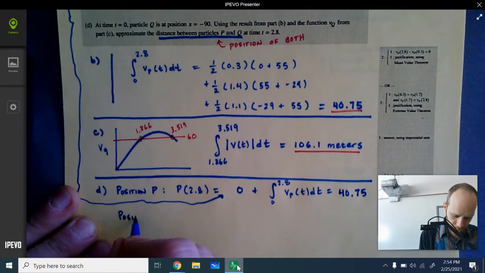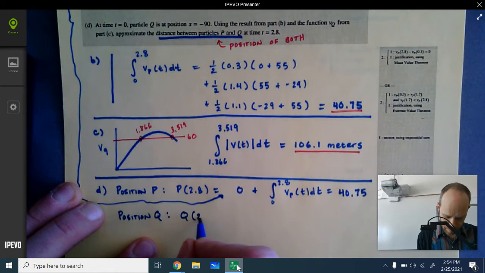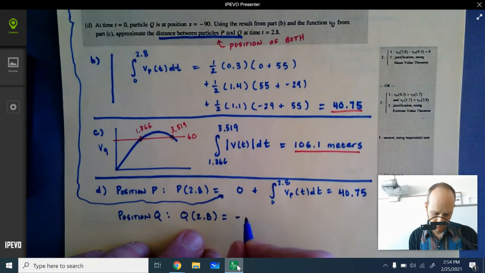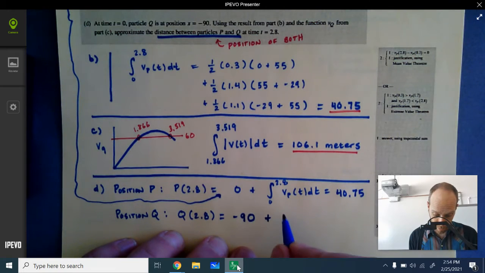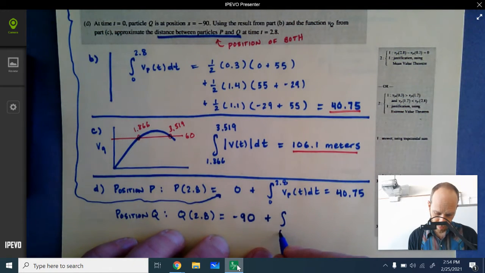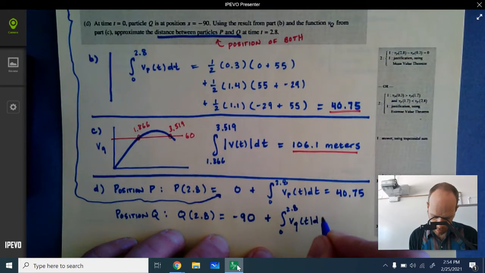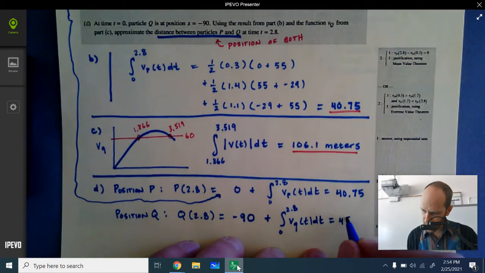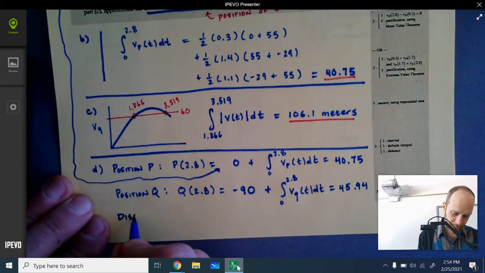The position of Q is, they tell us that at time 0, he starts at -90. That's given to you in part B, plus the integral from 0 to 2.8 of this equation right here. So I put that into my calculator, and the number that I come up with is 45.94.